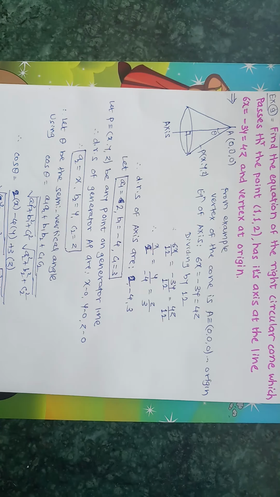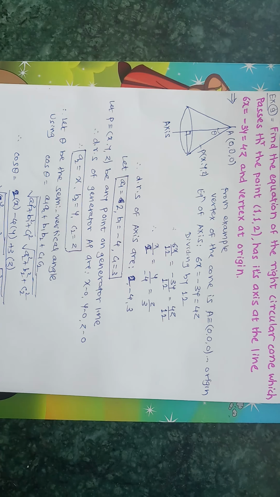Hi friends, now this is the last problem of right circular cone. Find the equation of right circular cone which passes through the point (1, 1, 2). As the cone passes through this point, that means this point must lie on the cone. And we have to let this point be on the generator line, same as the last problem number 8.